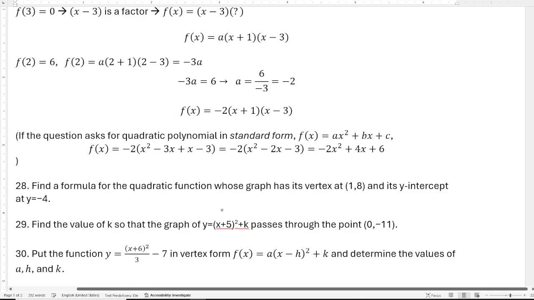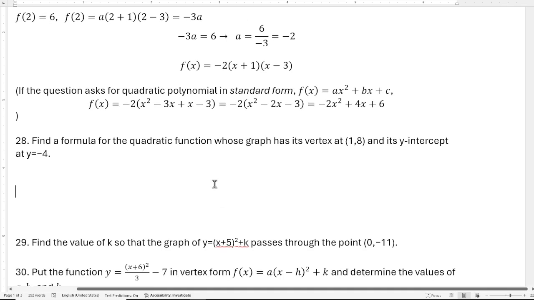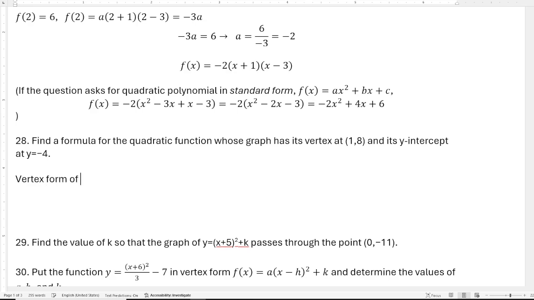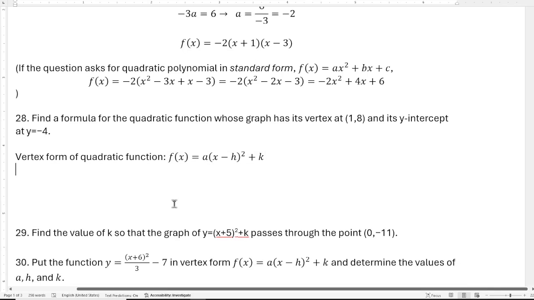Next question. Find the formula for the quadratic function whose graph has its vertex at (1, 8) and its y-intercept at y equals negative 4. Okay, so for this one, you need to know the vertex form of a quadratic function, and that's f of x equals a times x minus h squared plus k. That's the vertex form.